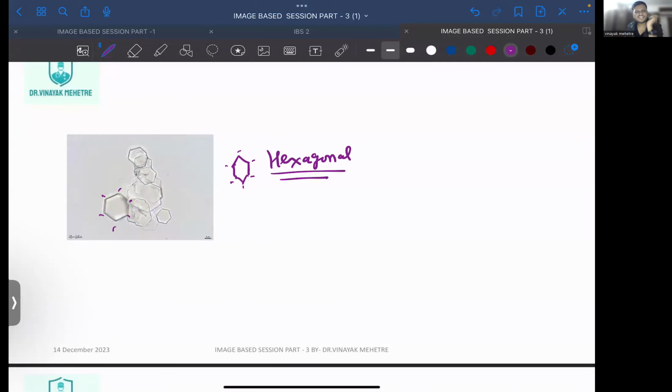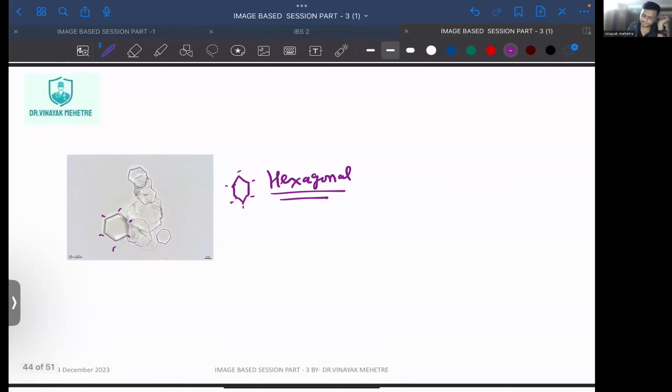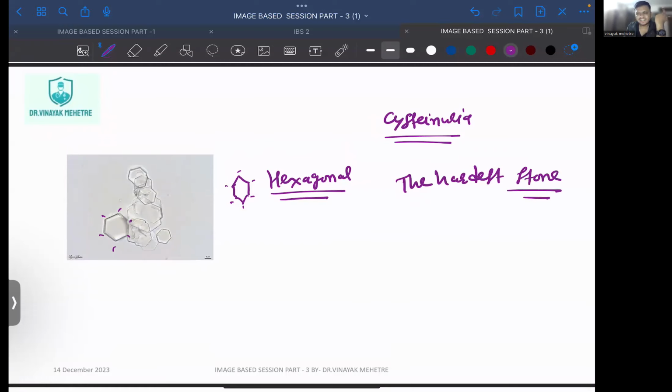Right, hexagonal shape stones are seen in what? Cystinuria. It is seen in cystinuria, right? And remember, this is the hardest stone. This is the hardest stone. ठीक है, ब्रेक करना मुश्किल हो जाएगा इसे.